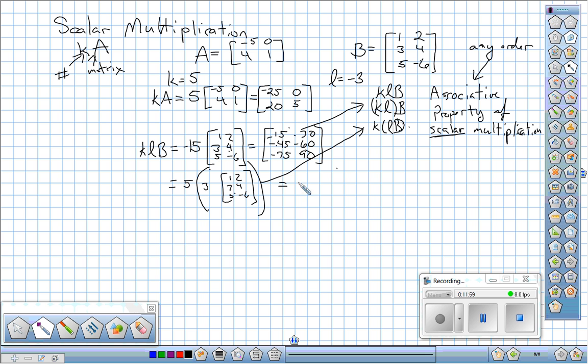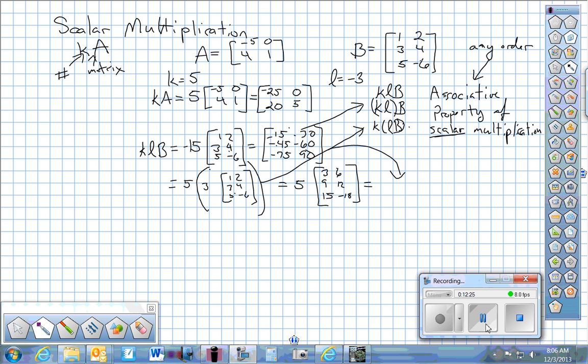Okay, if I did it this way, I would get all the same answers, but I'm going to take two separate steps to get there. So I would have 3, 6, 9, 12, 15, negative 18. And then I would have to multiply. And then I'm just going to get that same thing. Okay, so that's all the associative property means for scalar multiplication: I can multiply the numbers first and then multiply it through, whatever you need to do.